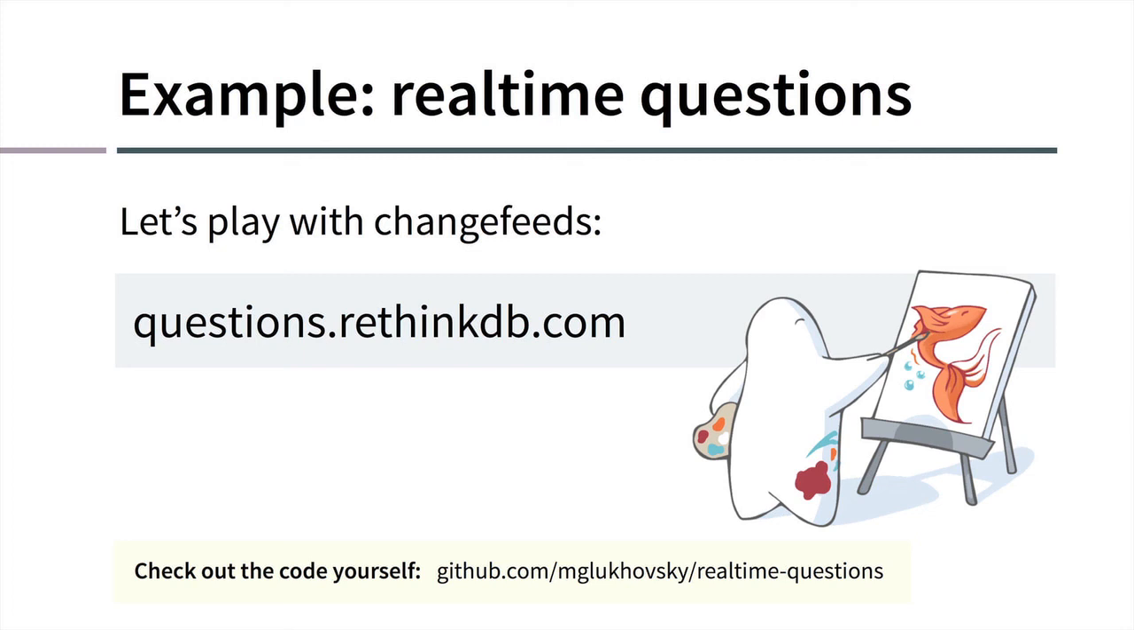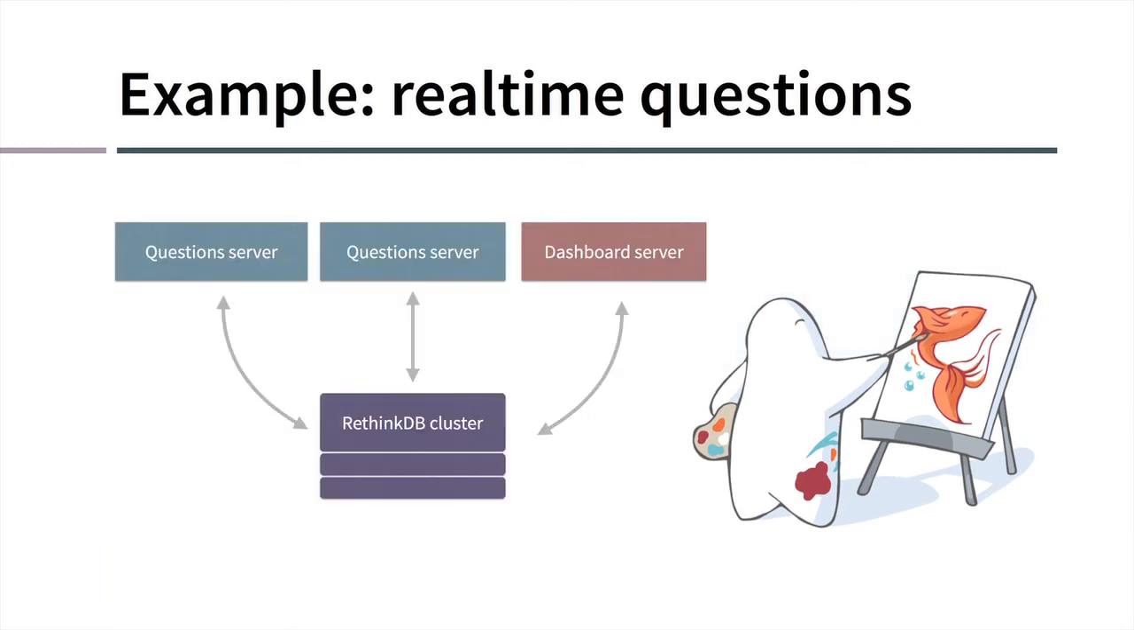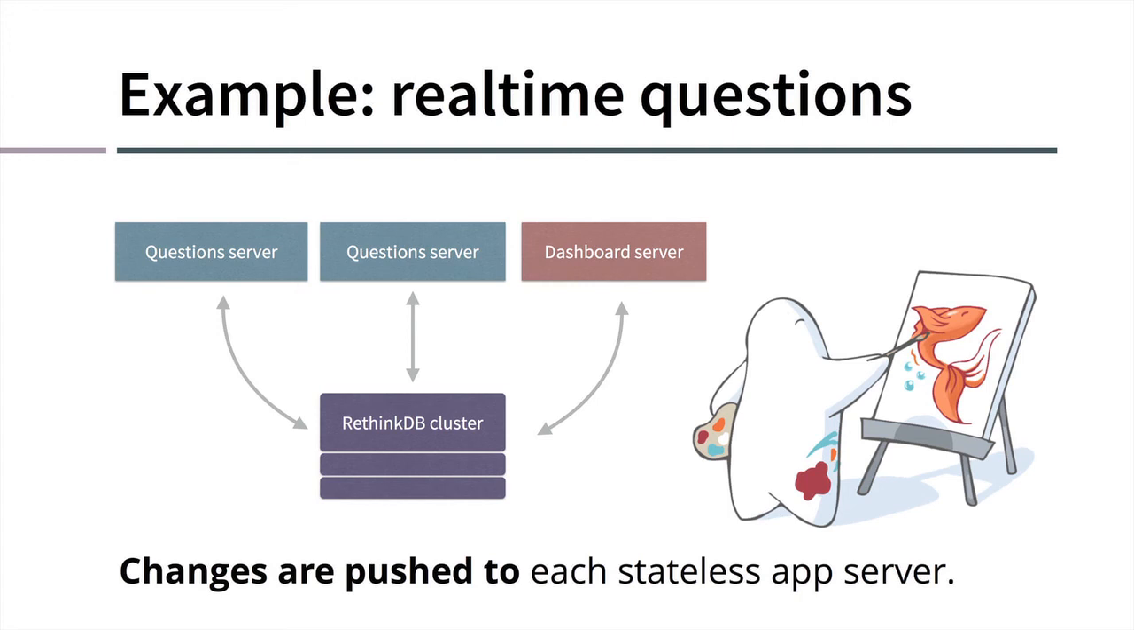Just to recap briefly, I mentioned this kind of architecture before. We have our question server and the dashboard. These are two separate apps. They know nothing about each other, and yet they're communicating with each other by going through the RethinkDB cluster. It is that one single source of truth. Changes are pushed to each stateless app server. And this really is what has to happen to be able to build these kinds of architectures at scale. We have to resolve the problems that I mentioned earlier.